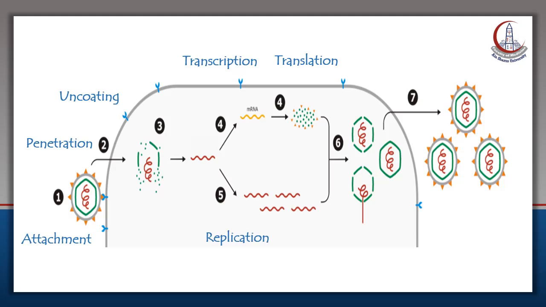By forming the proteins and nucleic acids of the new viruses, the next step will be assembly, which is getting together both the nucleic acid and the proteins. Now the mature viruses are formed and become released from the infected host cell. This is simply how the virus replicates in the host cell.